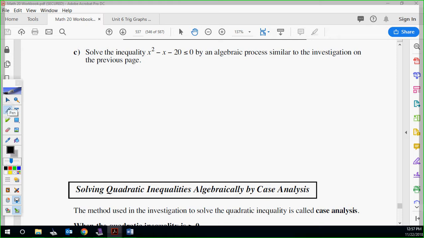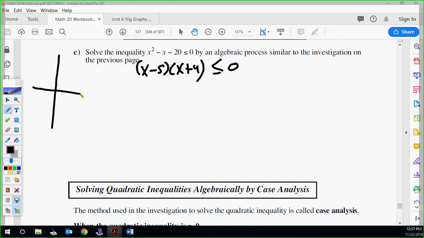Okay, so here's this one. Factor. We want less than or equal to 0. Is this parabola positive or negative? Positive, so we know this parabola is going to be doing something like this. We want the between.